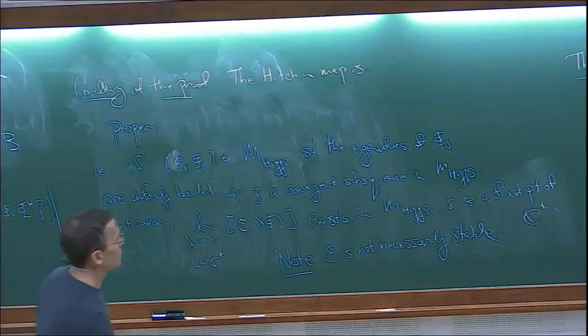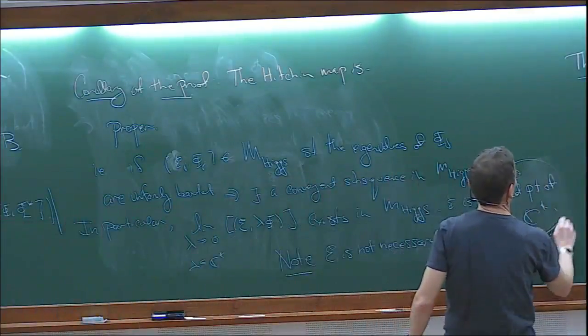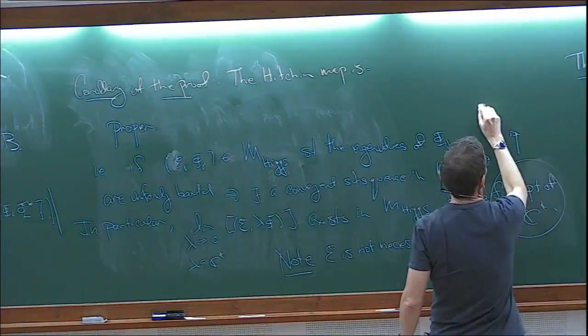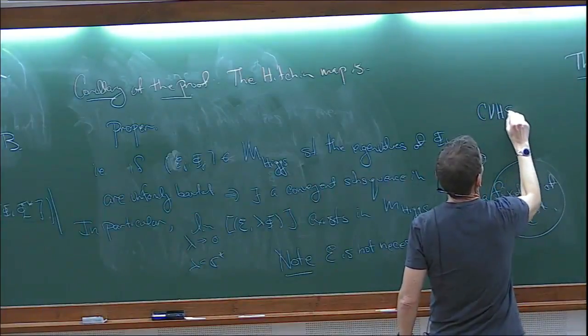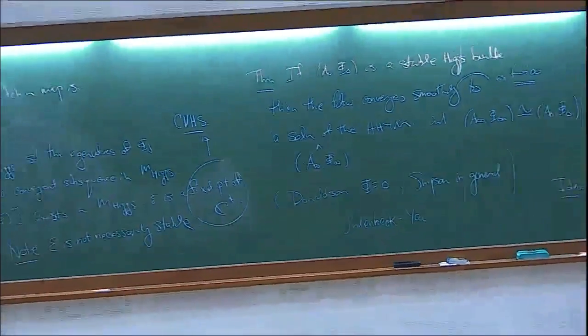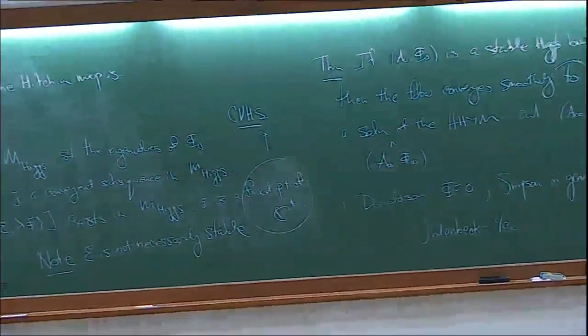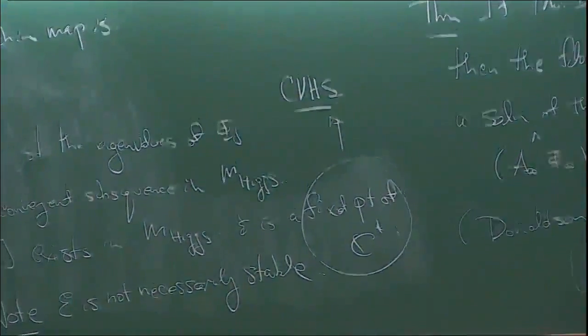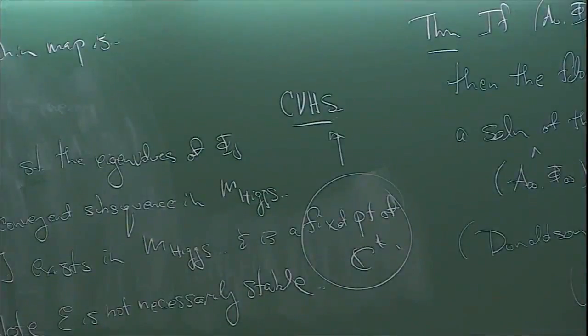These fixed points of the C star action are what Simpson calls complex variation of Hodge structure. And if you have a semi-simple representation of a Kaehler group, what this says is you can always deform it to one of these, and that's the origin of the restrictions that I mentioned the other day that Simpson finds on Kaehler groups.